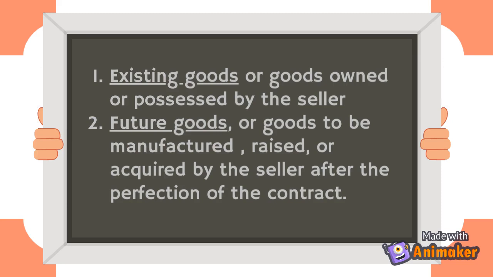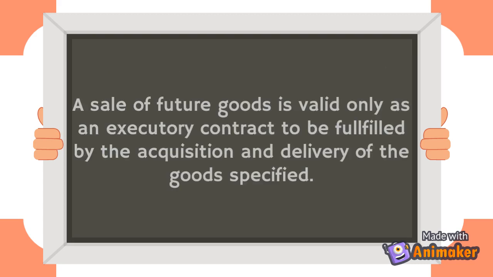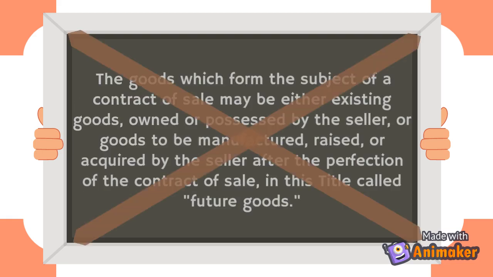A sale of future goods, even though the contract is in the form of a present sale, is valid only as an executory contract to be fulfilled by the acquisition and delivery of the goods specified. The first paragraph of 1462 does not apply if the goods are to be manufactured especially for the buyer and not readily saleable to others in the manufacturer's regular course of business.